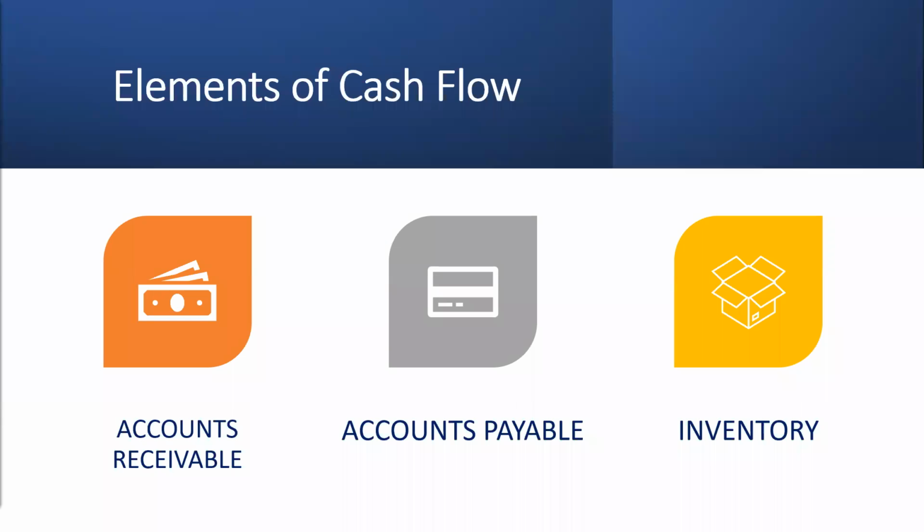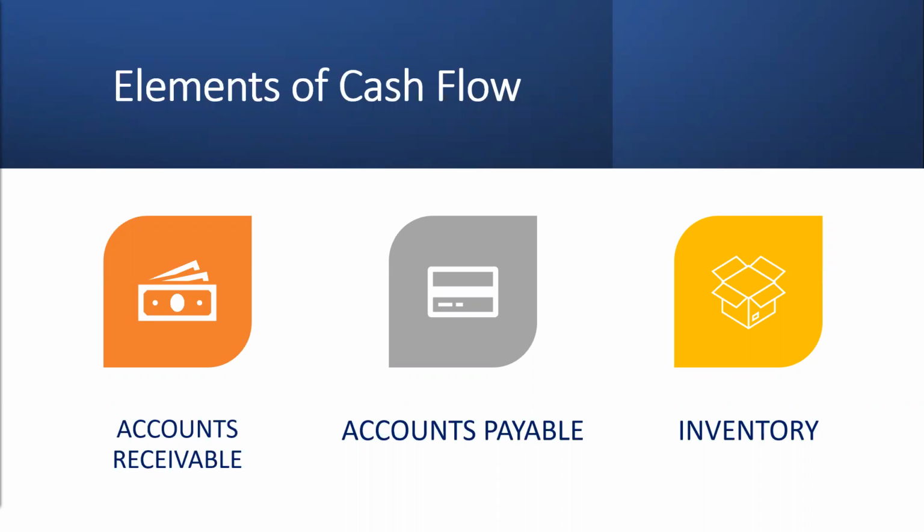Another few elements that are really important when you're taking a look at cash flow are your accounts receivable, accounts payable, and inventory. Accounts receivable is money that customers owe you for goods and services that they've purchased and haven't yet paid for. Some companies have terms such as net 30 days. So you send out the invoice and they have 30 days in which to pay that invoice.